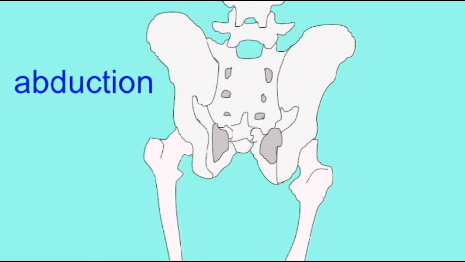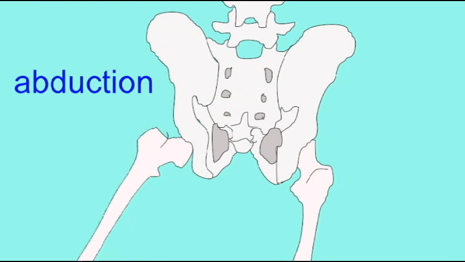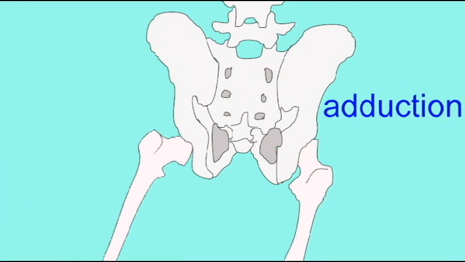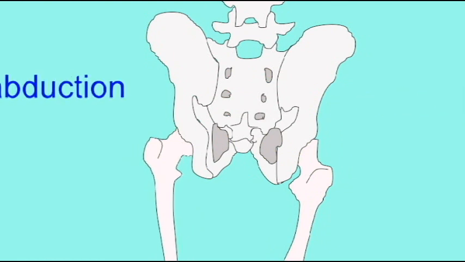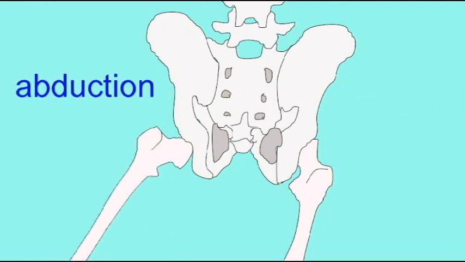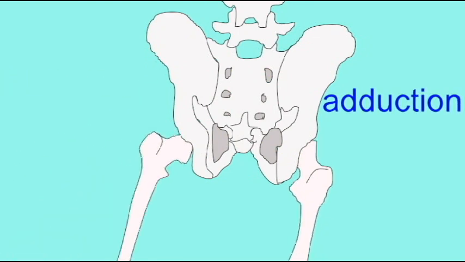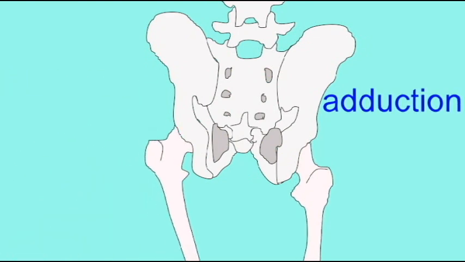Ball and socket joints are the most mobile joints of the body. They allow for movement in multiple planes. So, for example, the hip joint allows for the abduction of the leg as it moves away from the midline of the body, and the adduction of the leg as it moves towards the midline of the body.